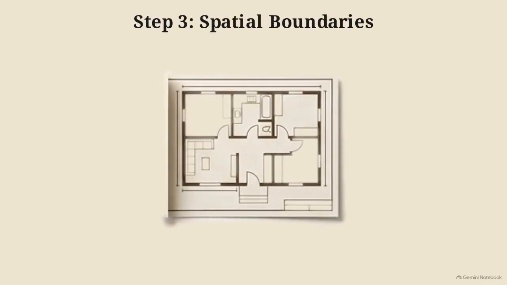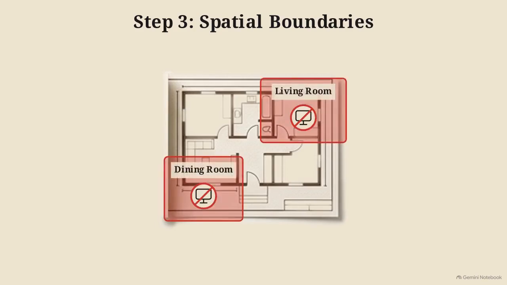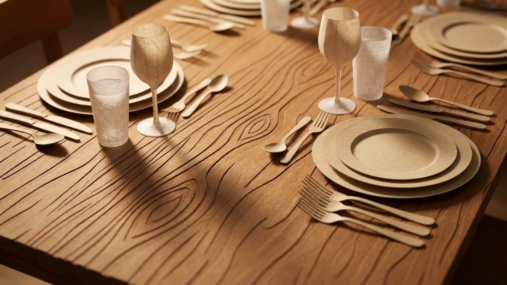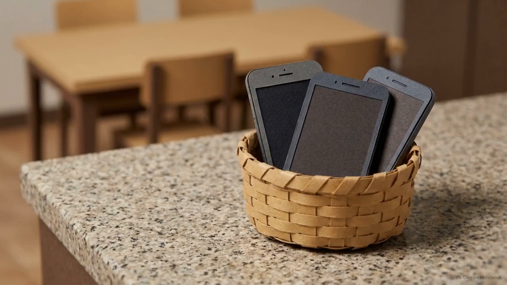Step 3 defines spatial boundaries. Identify specific physical locations in the house where screens are not allowed. The most critical device-free zones are the family dinner table and areas used for interpersonal conversations. You can enforce this by using a designated drop-off point for phones before everyone enters the dining area.